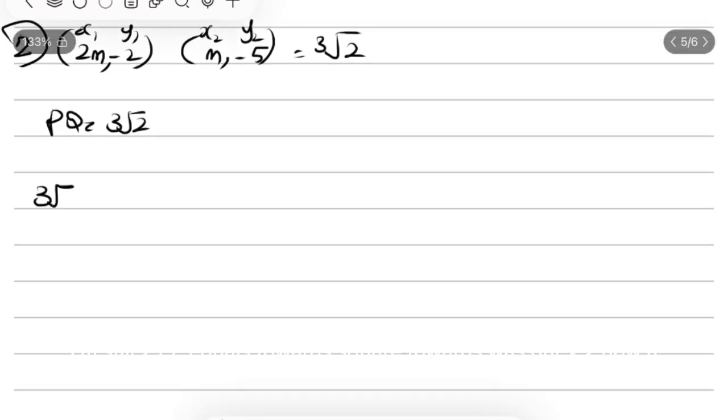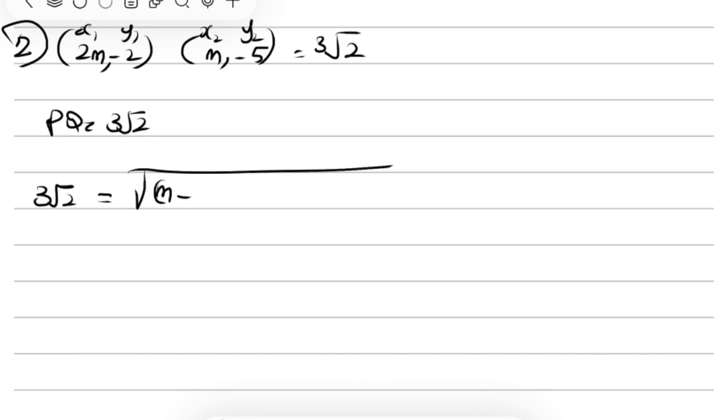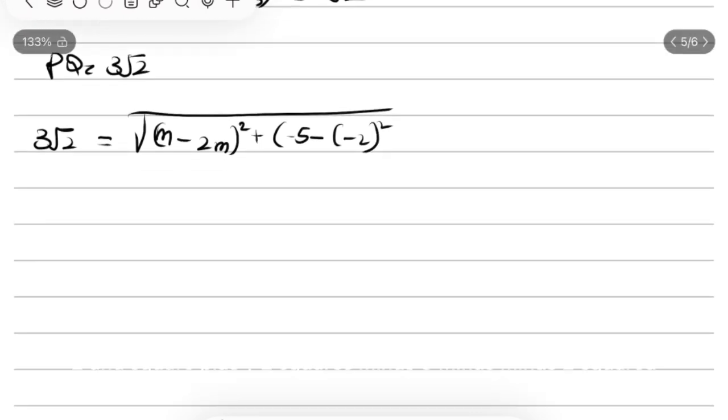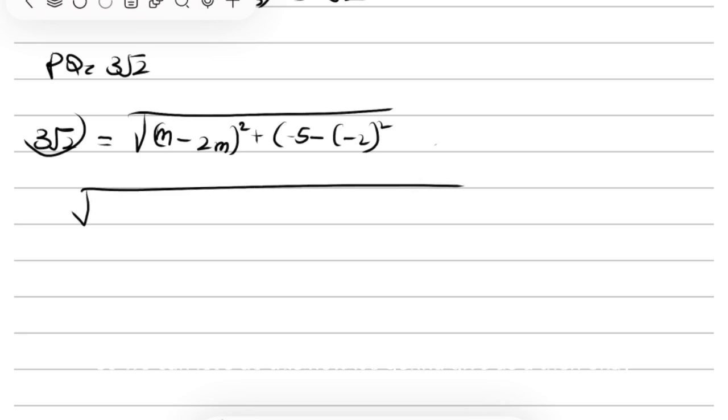So we can now do that. That means 3 root 2, our PQ equals the square root of, what's our x2 now? m minus 2m squared plus y2 is what? Minus 5 minus 2 squared. So in this case, instead of writing it here, we can just write it this way. m minus 2m all squared plus minus 5 plus 2 all squared equals 3 root 2.